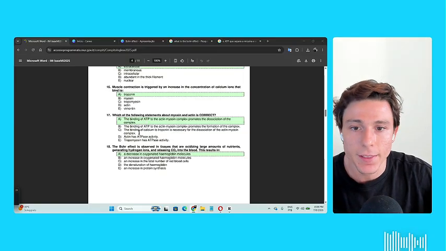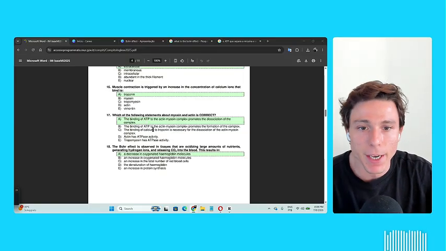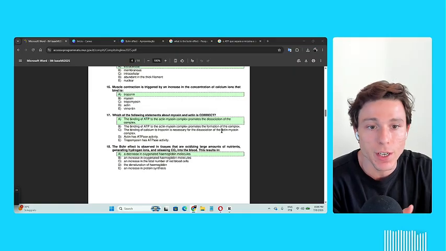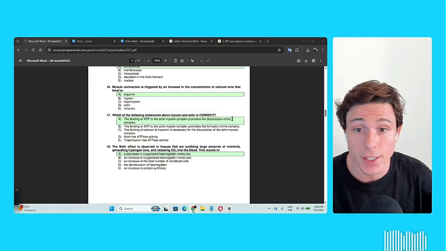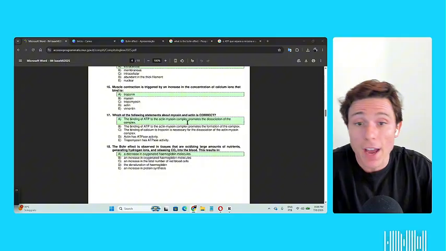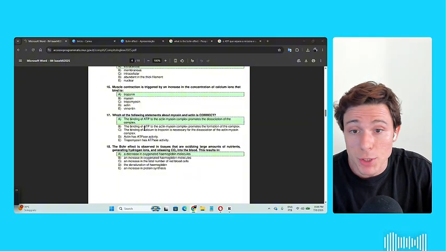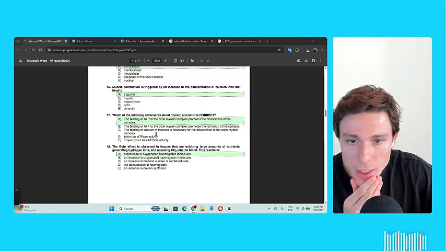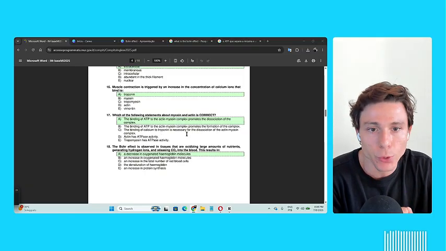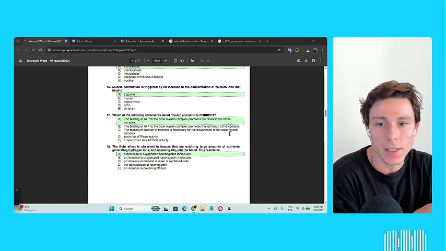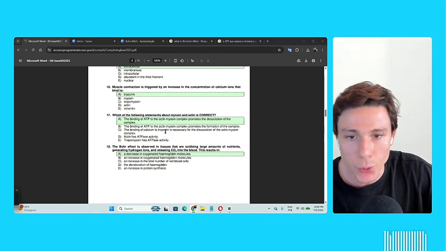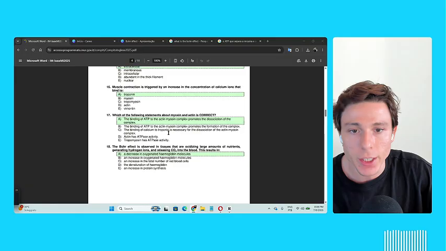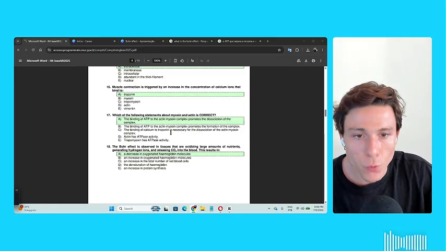Letter B is saying that the binding of ATP to the actin-myosin complex promotes the formation of the complex. It's basically the opposite, the other way around, right? So if you were indecisive between the options, maybe it would be between letter A and B. Letter C is saying that the binding of calcium to troponin is necessary for the dissociation of the actin and myosin complex. We have already gone through this. We know what troponin is responsible for, and it's not dissociation.